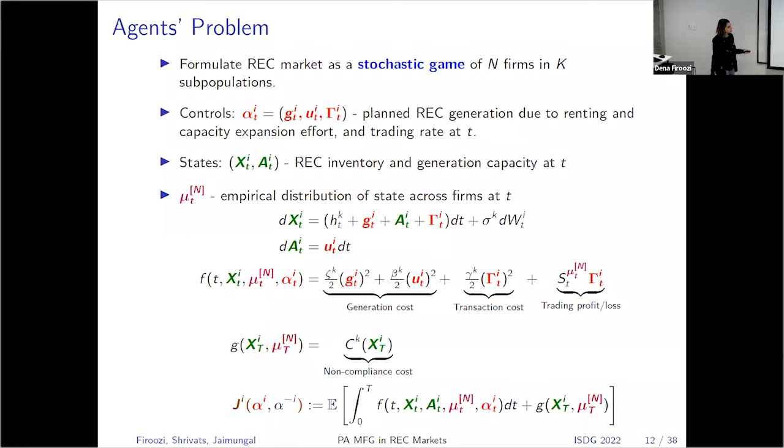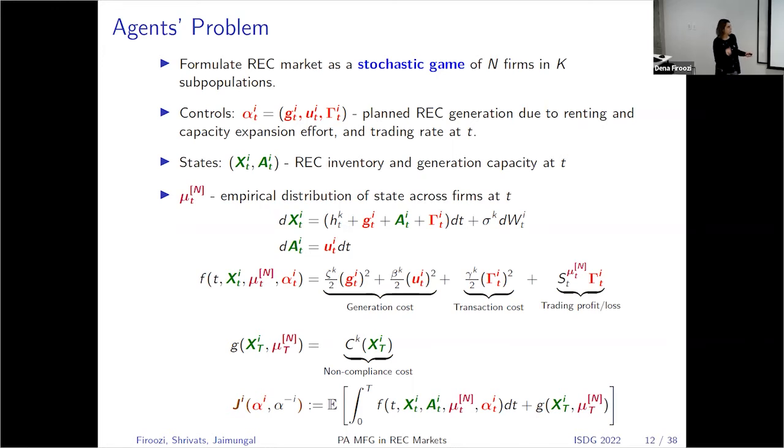So here we see the running cost of a representative firm. It has two parts, generation cost and trading cost. The generation cost is due to renting or investing in new facilities, expanding facilities. And in the trading part, we have the transaction cost and also the trading revenue.